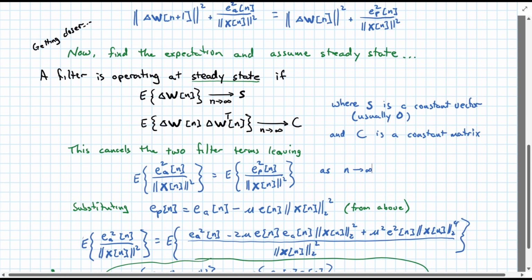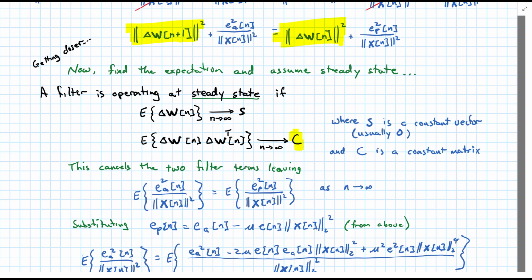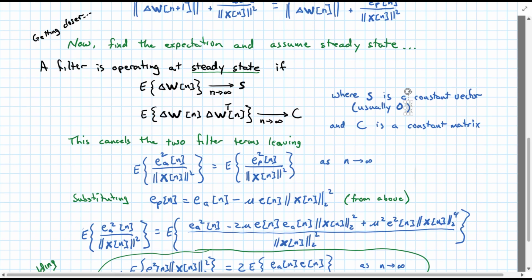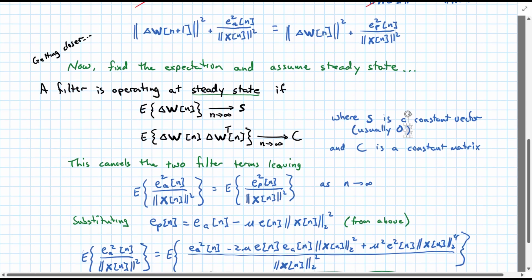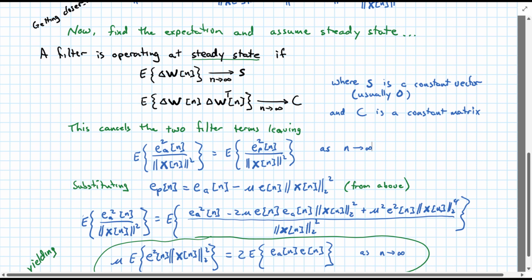Okay, so when we take the expectation of both sides, the expectation of this term and this term should both become constants, some constant matrix C, and we can cancel that from both sides. As a result, we just have the expectation of the EA term and the EP term. And just as a reminder, this applies as n goes to infinity.